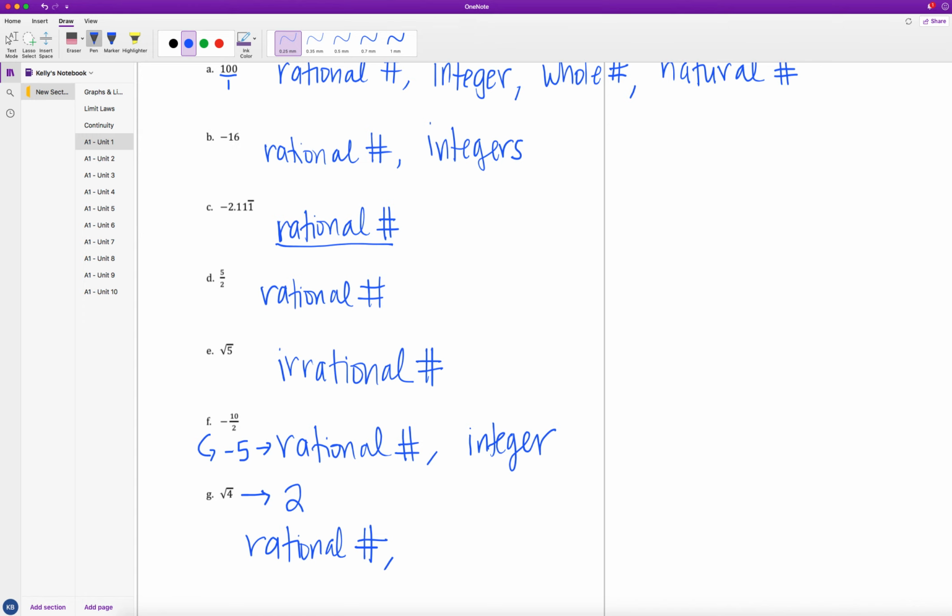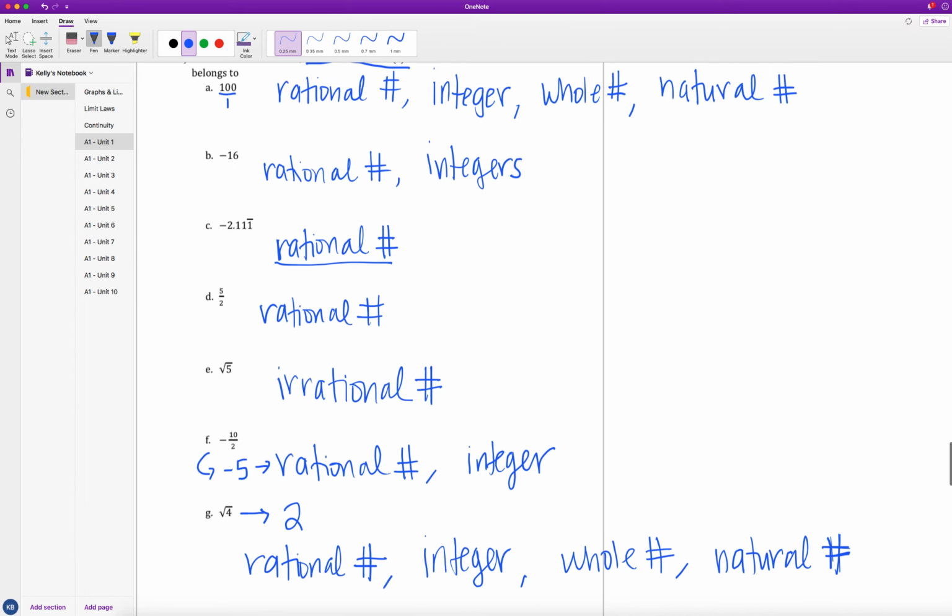The next thing I could have would be an integer, and 2 is an integer. It is a positive counting number, which means it's also a whole number, because remember, our whole numbers start with 0 and go through all the positive counting numbers. And it's also a natural number, because natural numbers are all of our positive counting numbers. So 2 is going to be all 4 of these things, just like 100 was as well. So there's some examples listing all the subsets of real numbers.